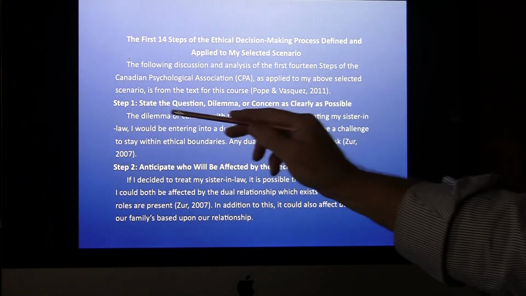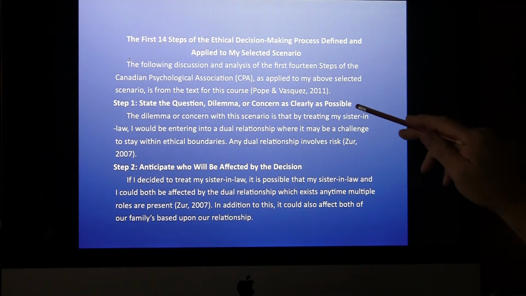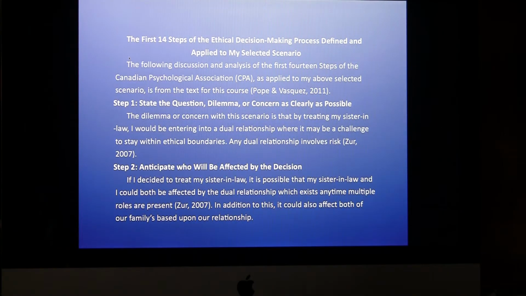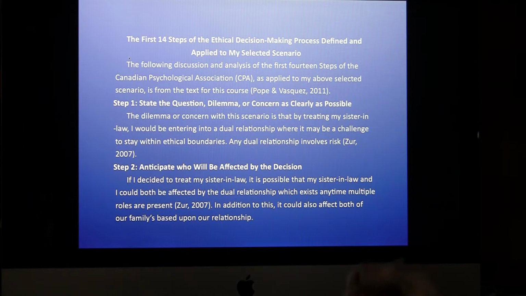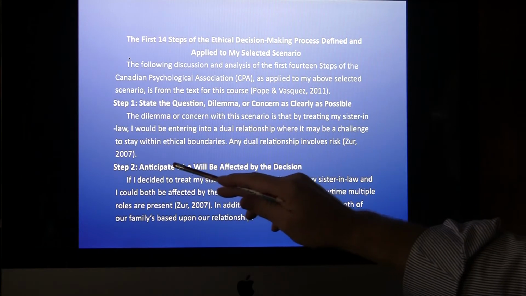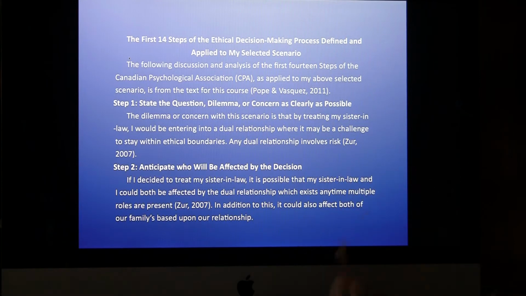Okay? So I've got my step 1, state the question, dilemma, or concerns as clearly as possible. Again, no period. A hard return with an indent. The dilemma or concern with this scenario is that by treating my sister-in-law, I would be entering into a dual relationship where it may be a challenge to stay within ethical boundaries. Any dual relationship involves risk, and again, there's a reference. Okay? And then I go directly to step 2, and again, all the way over to the left, bold, upper and lowercase words, no period. And then I go right into my material for the level 2 heading.